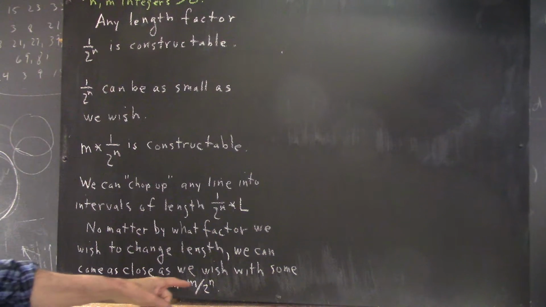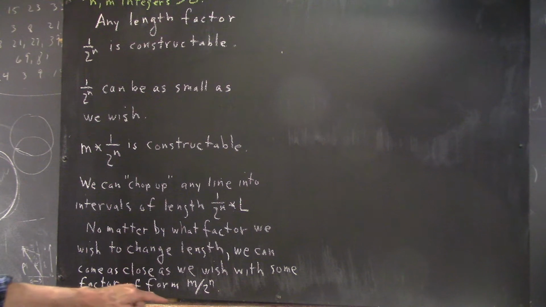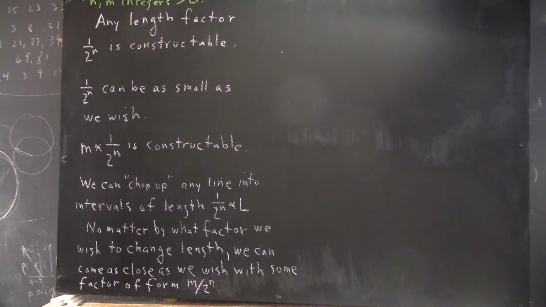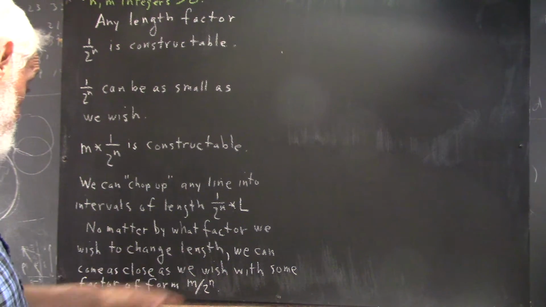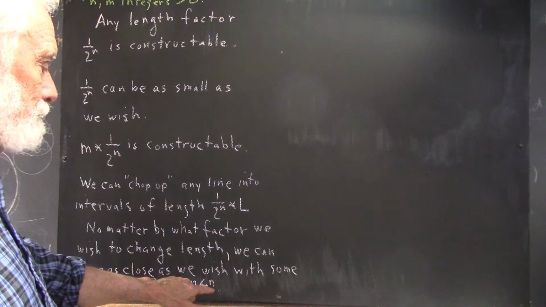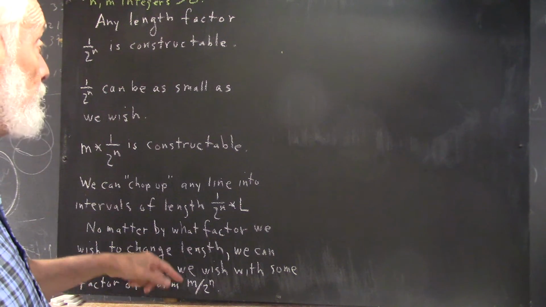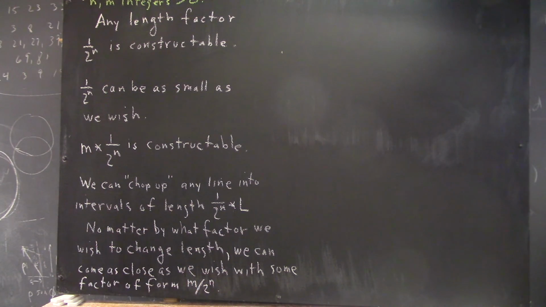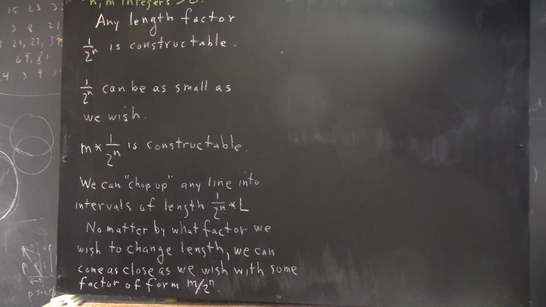we can come as close as we wish by using some factor of the form m over 2 to the n. So if we want to come within a billionth of a unit of that length, we should be able to do it if we choose a sufficiently large number n and the right number m. It can always be done. So, I leave that for you to think about. I'll discuss that in the next video.